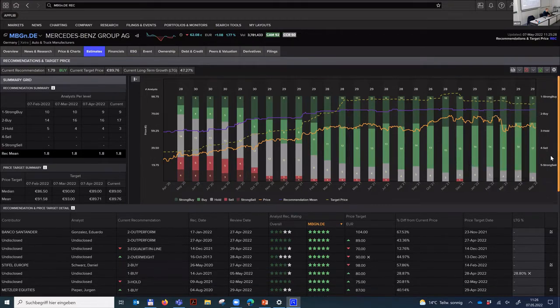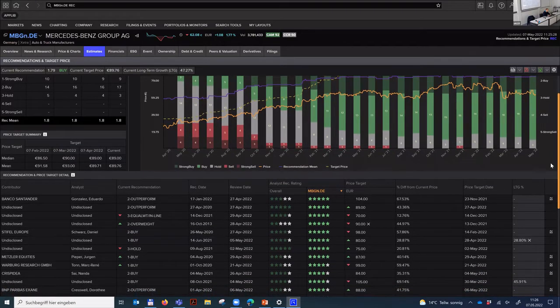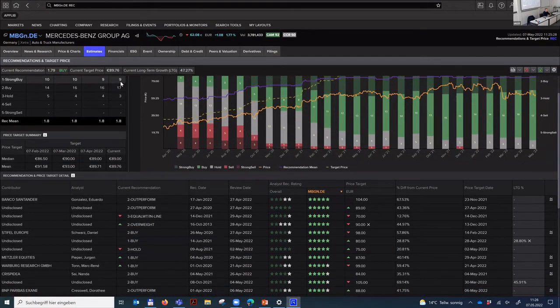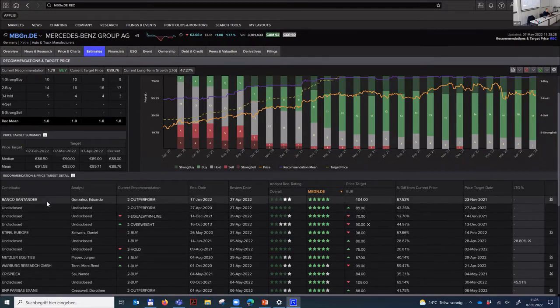Let's look at the analyst coverage down here. You see here 9 say strong buy on the left-hand side above, 17 say buy, and some say hold. You even see who has said what regarding Mercedes-Benz. Meaning, from Banco Santander, Eduardo Gonzalez has said it will be outperforming. He said this on the review date, the 27th of April. The price target is 104, so way above.